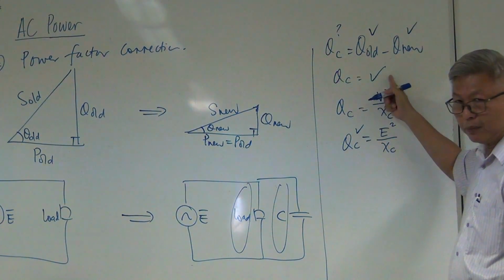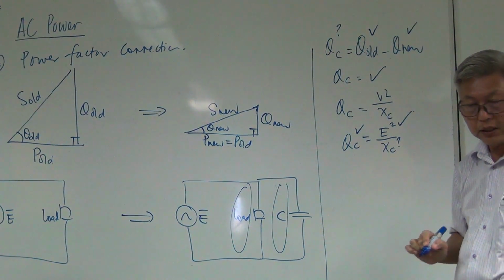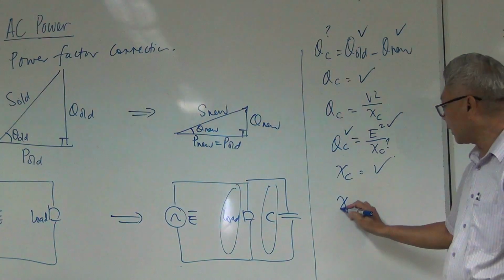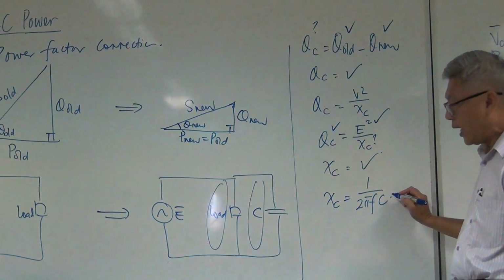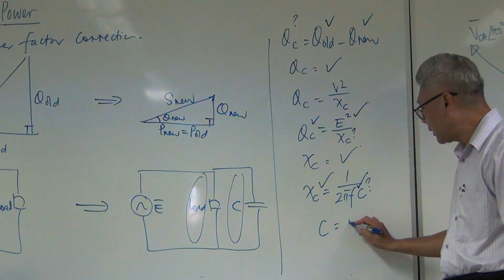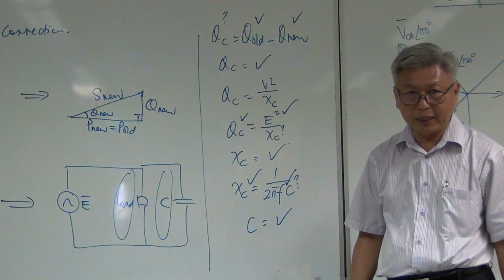I already know QC from above, and I know the voltage. I do not know the reactance, so the reactance can be found. And we know that the reactance formula is XC equals 1 over 2 pi f C. If I know the frequency and I know XC, can C be found? Yes, C can be found. And that is what power factor correction is all about.